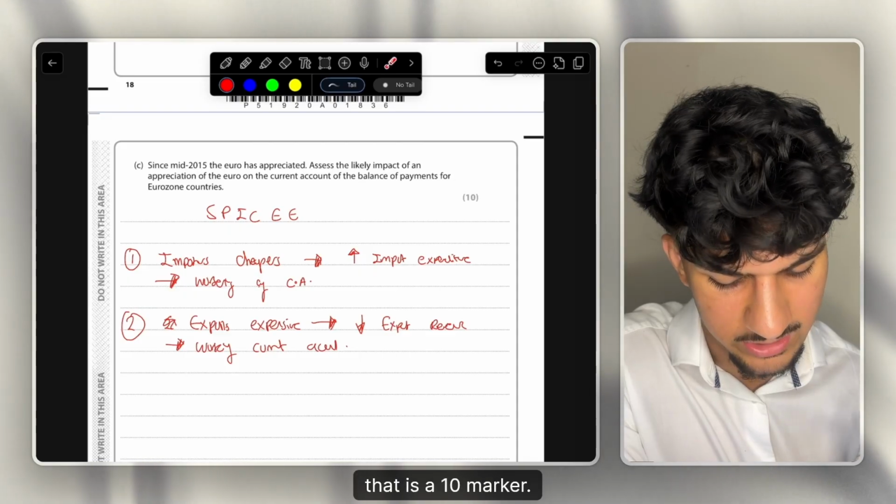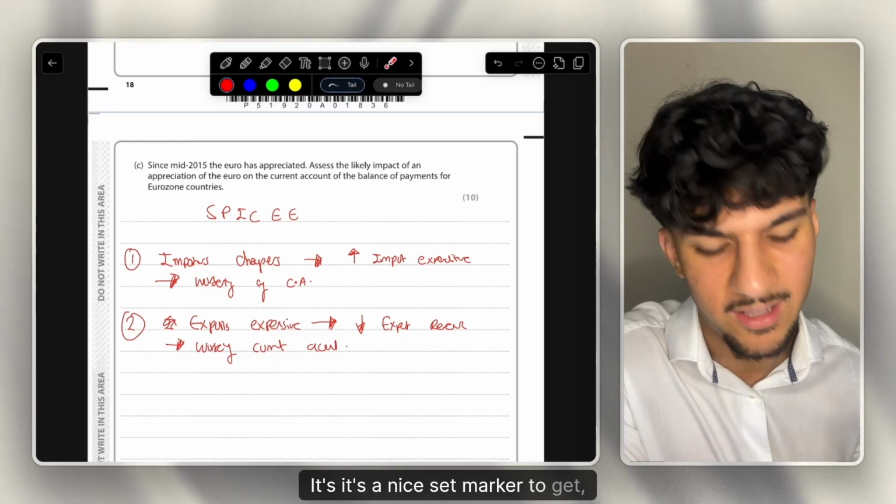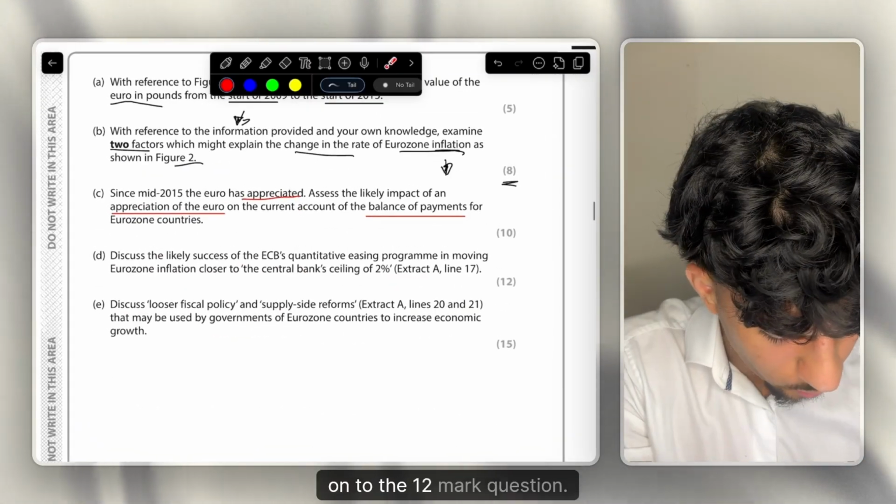But yeah, that is a 10 marker. That's probably one of the easiest 10 markers I've seen, and it's really good. It's a nice 10 marker to get. If you get anything like that, you need to smash it out of the park. Moving on to the 12-mark question.